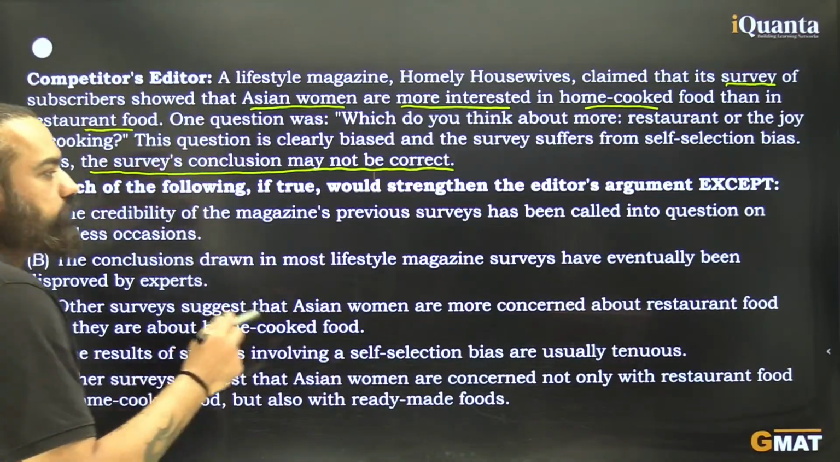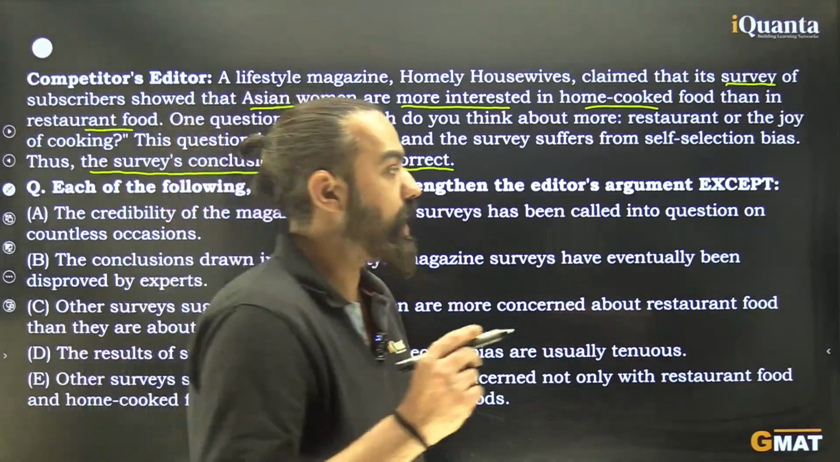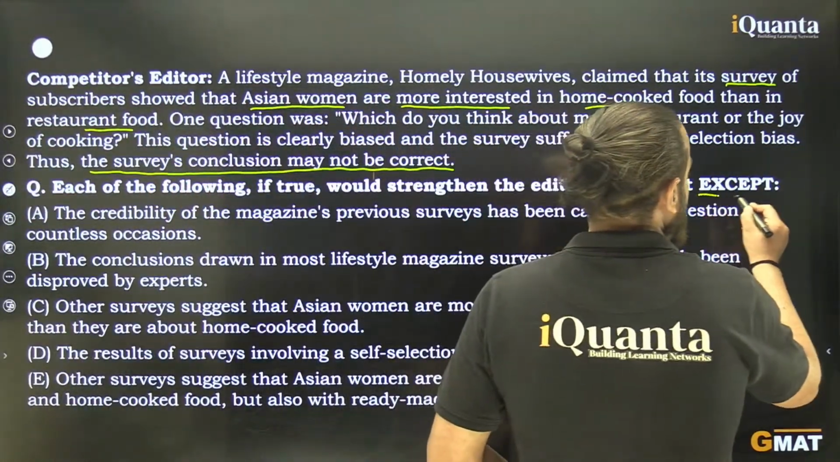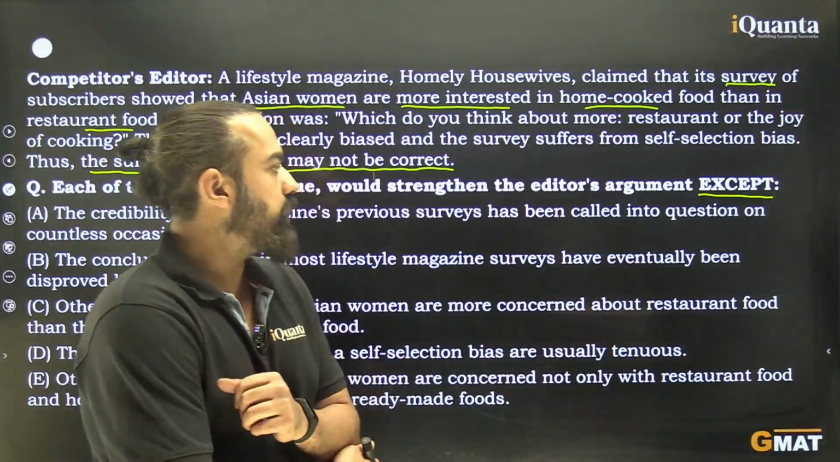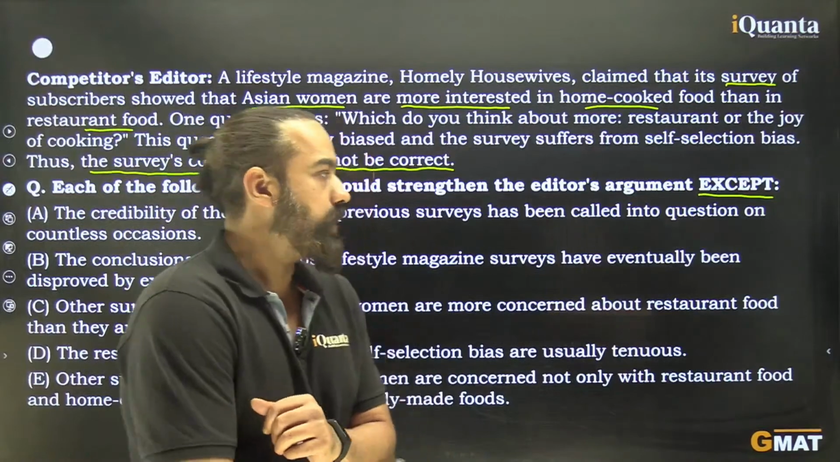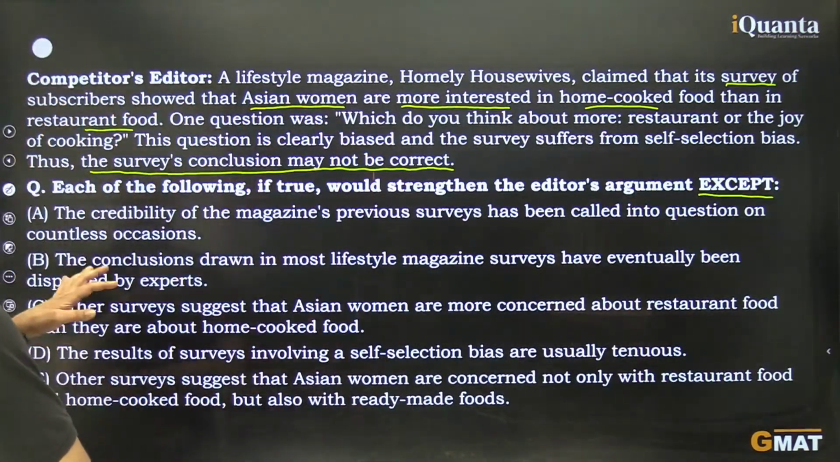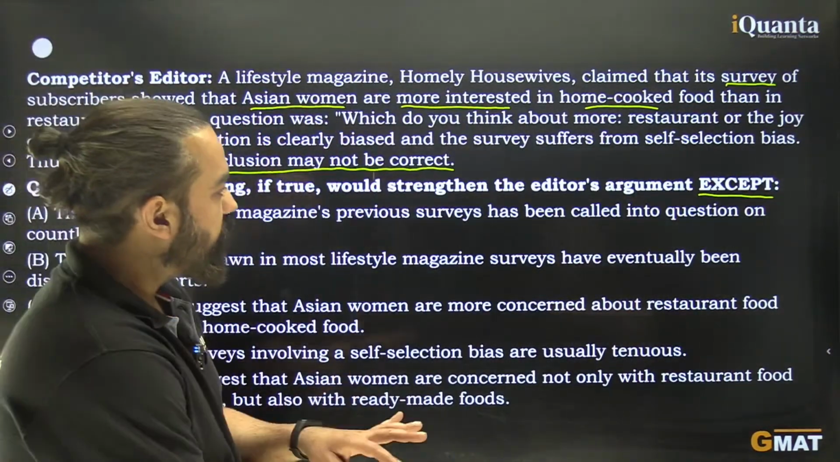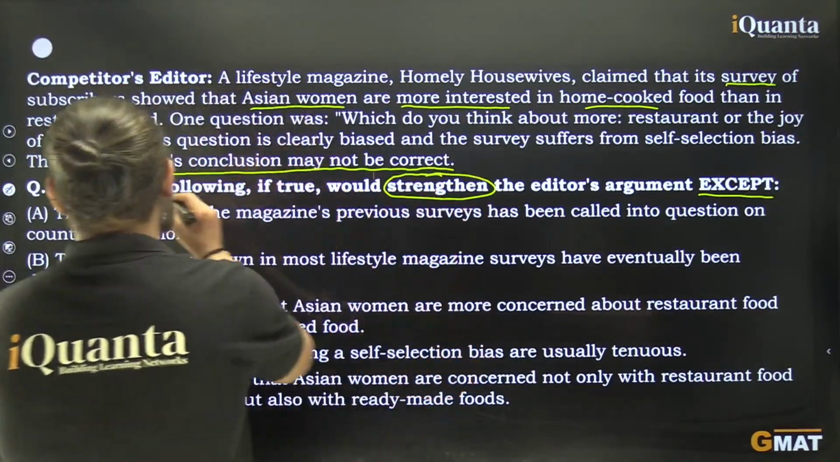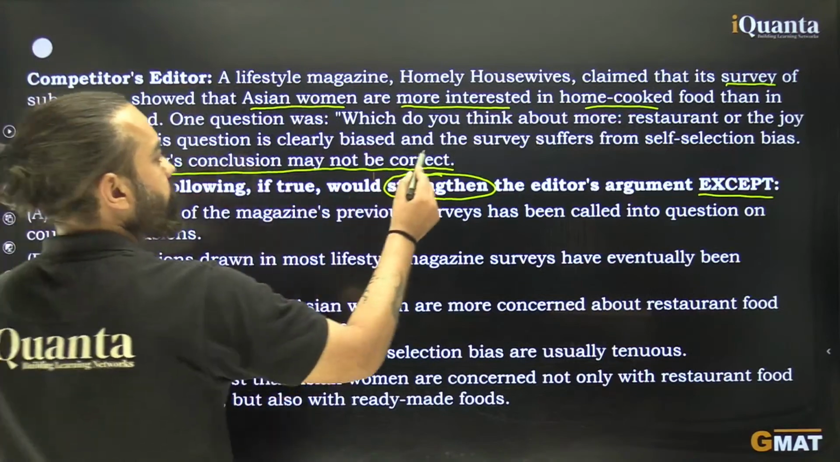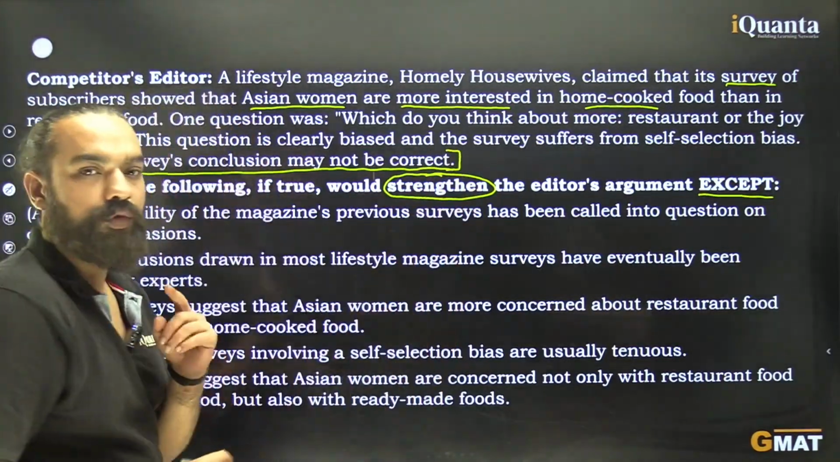Each of the following, if true, would strengthen the editor's argument except. So the question is asking us, which of the following would strengthen the editor's argument except. So basically, out of 5 options given to us, 4 of them will strengthen the argument, and 1 of them will not.